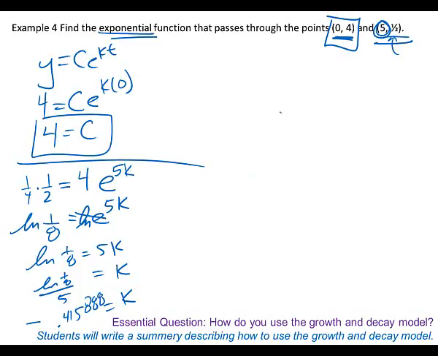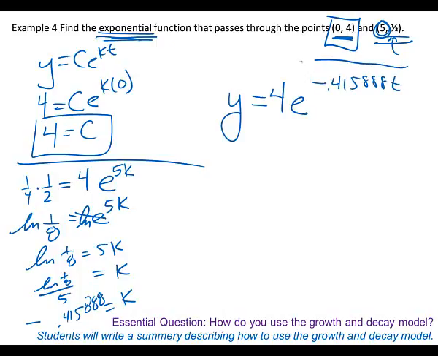0.415888. Okay, now all they wanted us to find this time was the exponential function. So all we have to do is rewrite it with the c and the k in it. So y equals 4e to the negative 0.145888t. Again, we did almost the identical thing. There was one less step in this one than there was in example 3.